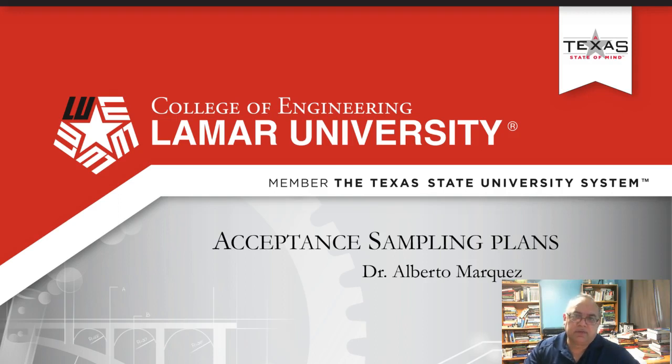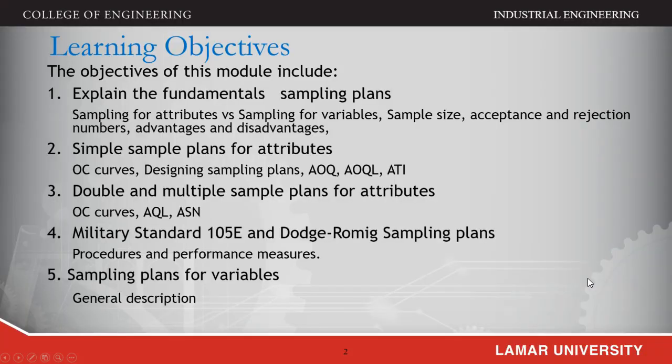Welcome to this video in which we're going to discuss acceptance sampling plans. We're going to talk about attributes and variables, simple plans and multiple plans, and how they are computed and the parameters that they have. In future videos we will discuss in more detail performance measures and other alternatives that we have when we have to decide how to execute or incorporate sampling plans in our organization.